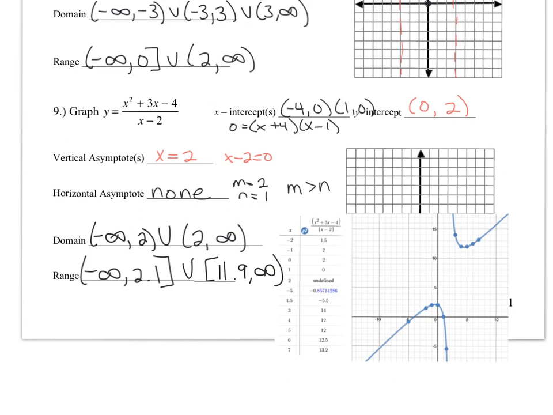So a few things, make sure you know how to zoom in and out or change your window. If you don't know how to do that in a graphing calculator, make sure that you get with somebody to understand how to do that. And if you're not quite sure how to find a maximum or a minimum, make sure you ask about that also.